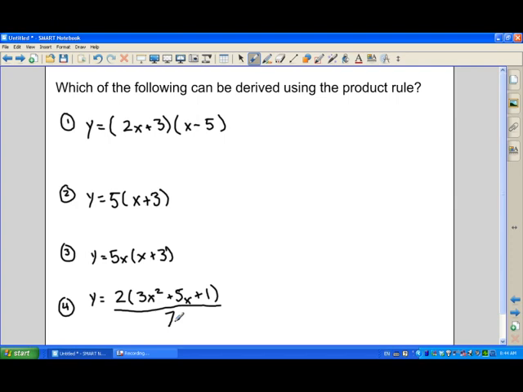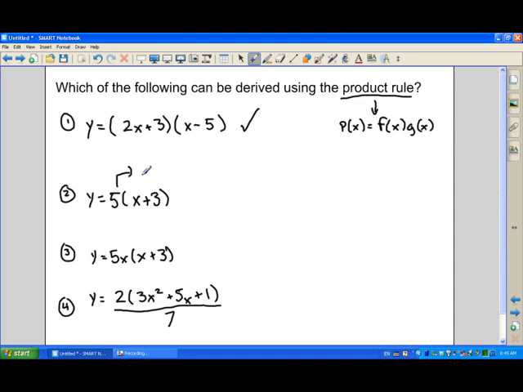Okay, so just a question to help us understand how and when the product rule can be used. Product rule is used on functions that are two terms being multiplied together, or two functions being multiplied together. So if I look at number 1, I have the function 2x plus 3 being multiplied by the function x minus 5. So to derive number 1, I would use the product rule, because I have two functions that have variables in it.